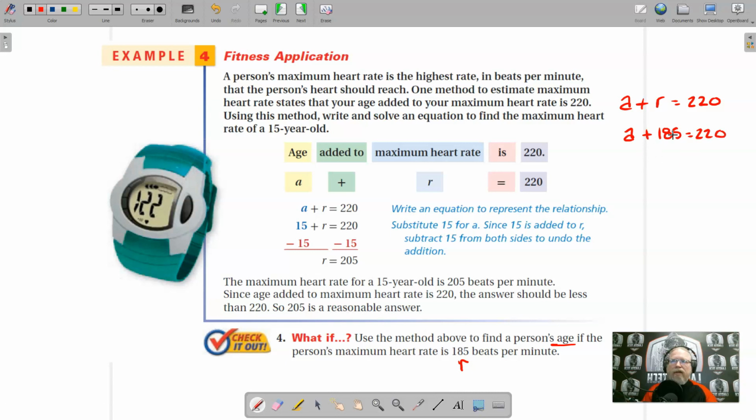Next, we want to get rid of this positive 185, so let's add a negative 185 or subtract 185, whichever way you want to look at it. We could say that the A is tied to the 185 by addition. The opposite operation is subtraction. We're going to subtract by the very value we wish to get rid of, which is 185, and what we do to one side, we're going to do to the other. The 185s are going to cancel each other, leaving us with A on the left. And 220 minus 185 should be, is that 35? Indeed, I believe it is. So the age of a person with a maximum heart rate of 185 would be 35 years old.